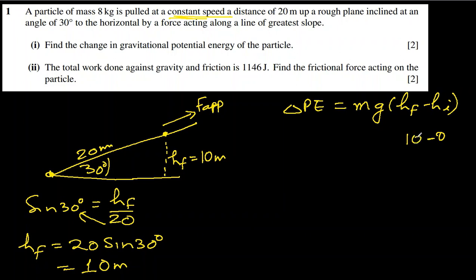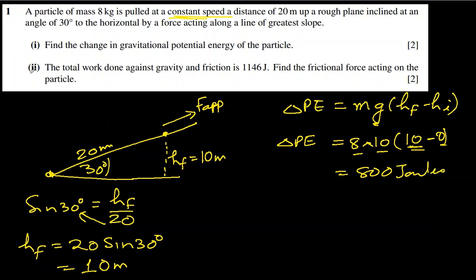So the height it gained is 10 meters, so we can write 10 here. g is fixed, 10. Mass of this particle is 8 kilograms, and that becomes the potential energy gained. The change in potential energy is positive because final height is more than initial height. How much will that be? 8 times 10 is 80, times 10 is 800 joules.